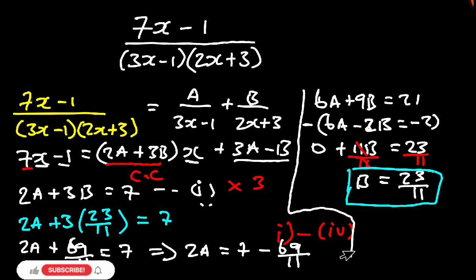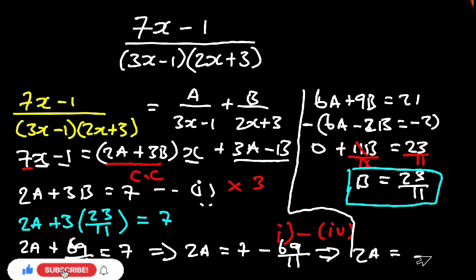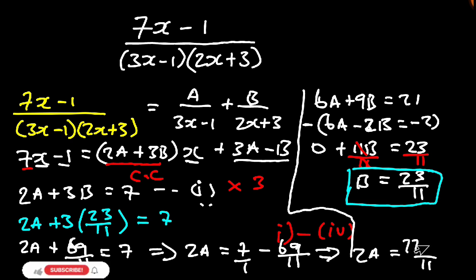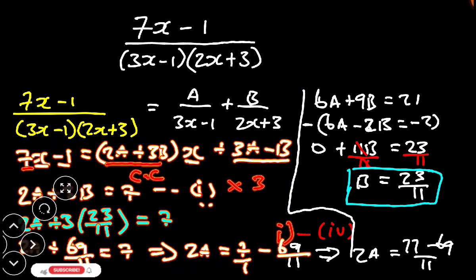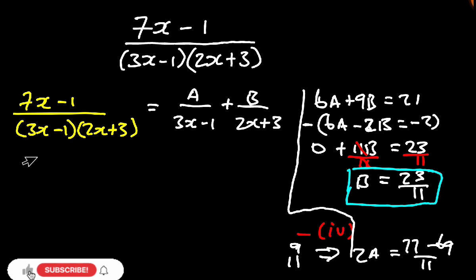So we have 2a is equal to, the same denominator here is 11. Alright, so we have 7 over 1 here. 11 divided by 1 is 11. 11 times 7 is 77. Then minus, 11 divided by 11 is 1. 1 times 69 is equal to 69. So we have 2a is equal to 77 minus 69, which is 8, then divided by 11.